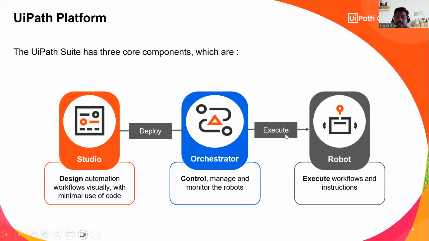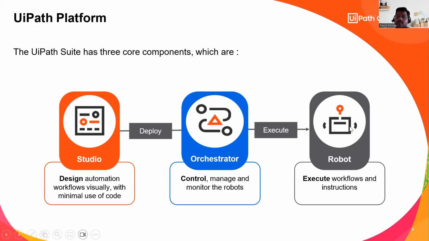Then the last one is the robot. Robot means it executes workflow and instructions. Suppose I have developed my process on my machine, but I want to run that process on a client machine. I want to develop the process on my machine and run it on a client machine. Whenever we run that code on a client machine, we need to install the robot on that machine.